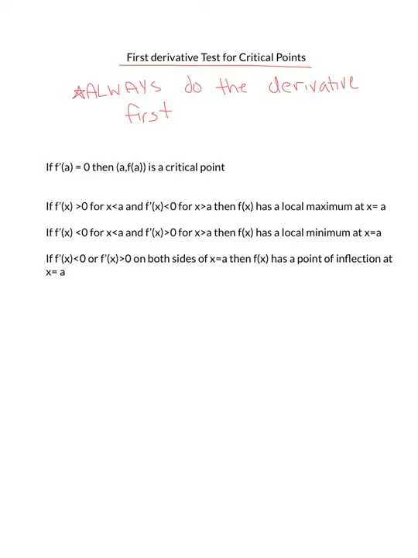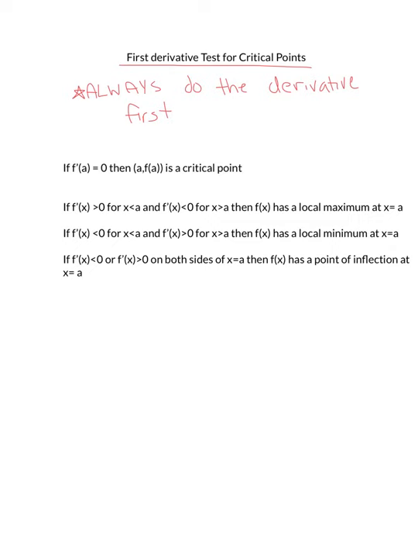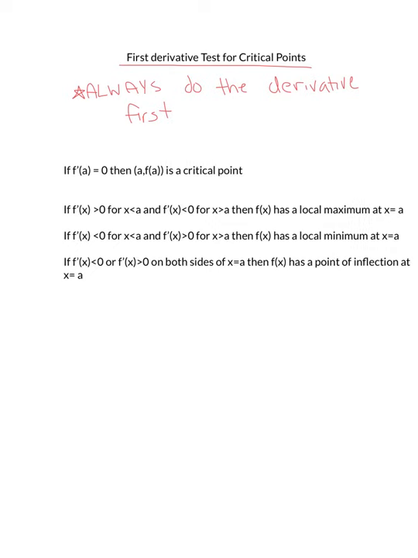So the first point on this page we have already talked about. We know that if the derivative, f prime of a, is equal to 0, then f of a is a critical point. So once we get those zeros from the derivative, we plug them back into the original function and we're able to find that critical point.